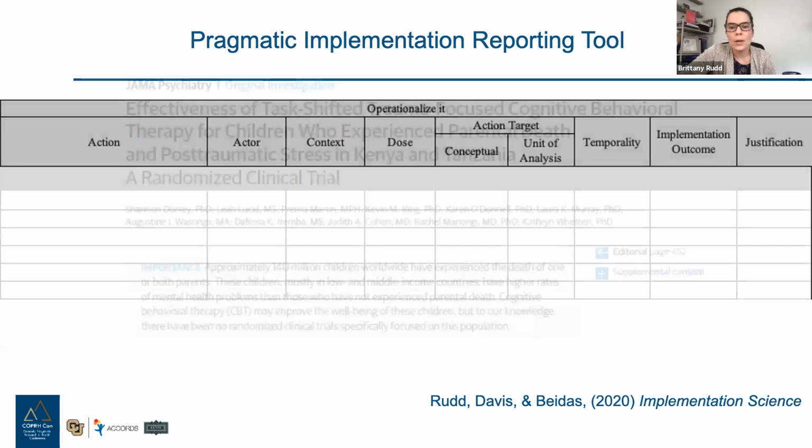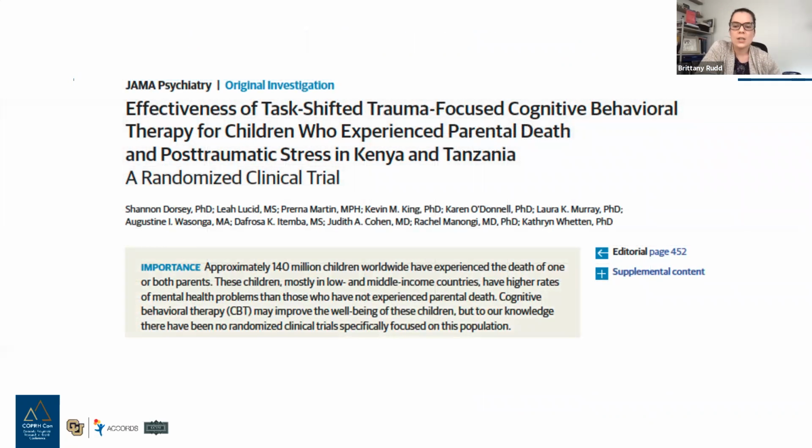Okay, so we piloted our tool with Shannon Dorsey and colleagues' recent effectiveness study of a task-shifted trauma-focused cognitive behavioral therapy intervention for children who had experienced parental death and post-traumatic stress in Kenya and Tanzania. The goal of this pilot was to understand whether it was feasible for researchers to complete this tool and whether completing the tool provided any added value around information about implementation. So Dr. Dorsey completed the tool, and then we coded the published manuscript in JAMA for mention of implementation strategy use.